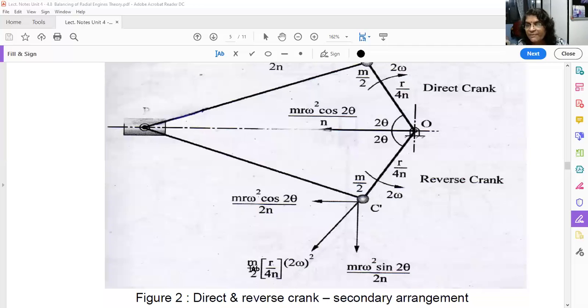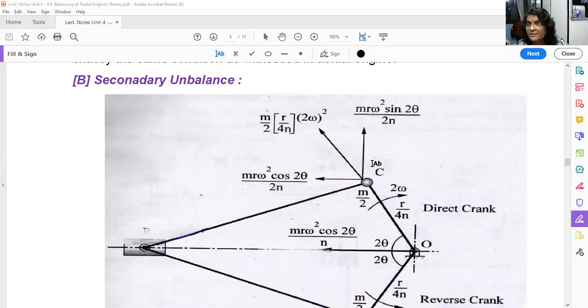This is also the same: m by 2 r upon 4n into 2 omega bracket square. So its vertical component will be M r omega square upon 2n into sine 2 theta. So this component will be balanced by this component. So what is remaining then?